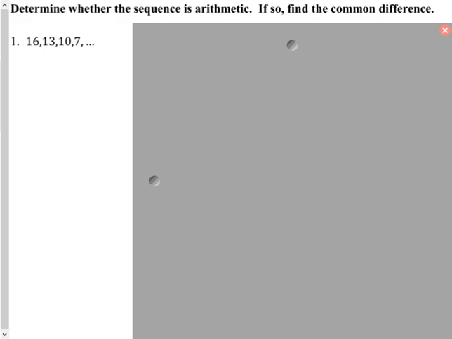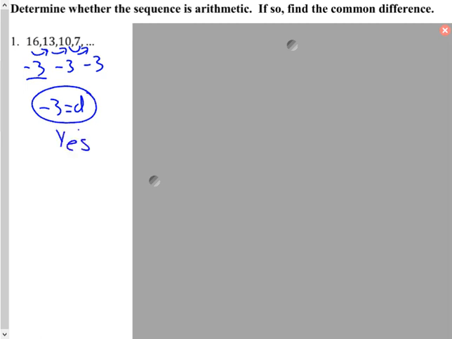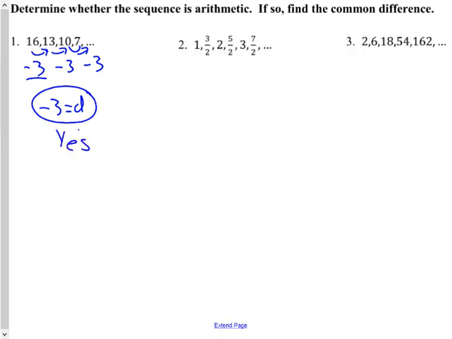So starting off, we've got 16, 13, 10, 7. Determine whether it's arithmetic or not. So 16 to 13 is minus 3, 13 to 10 is minus 3, 10 to 7 is minus 3. And so minus 3 is our common difference, and yes, it is arithmetic.